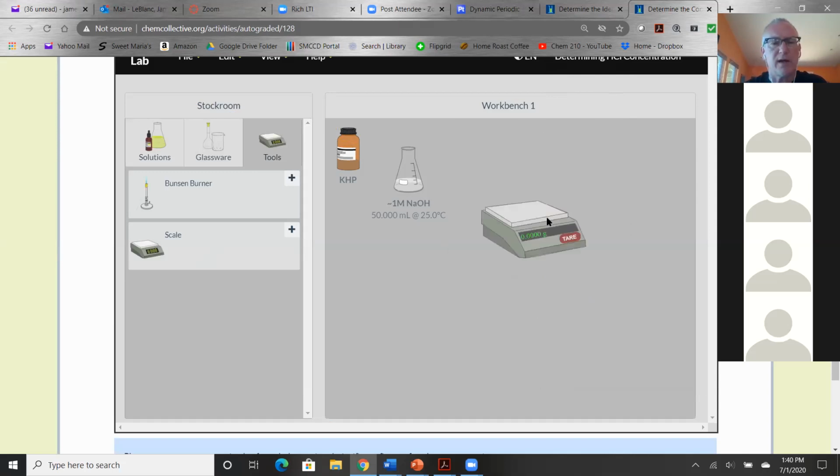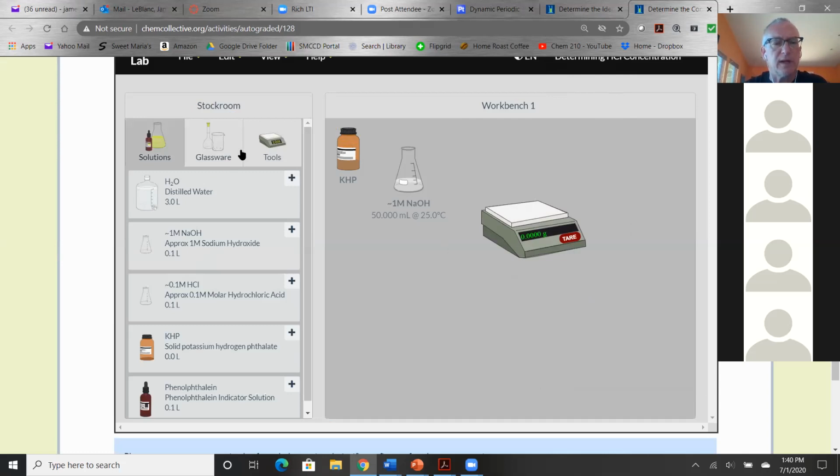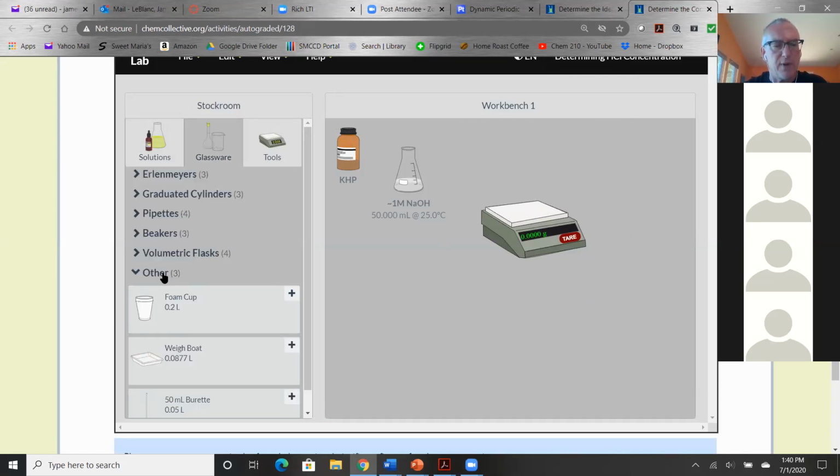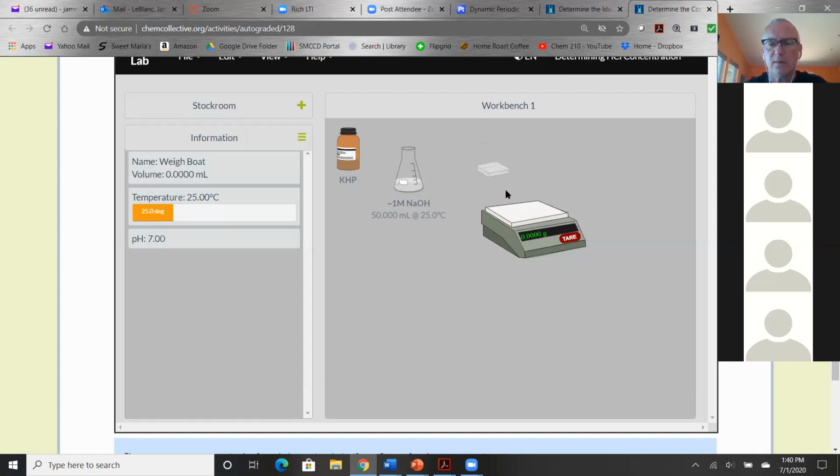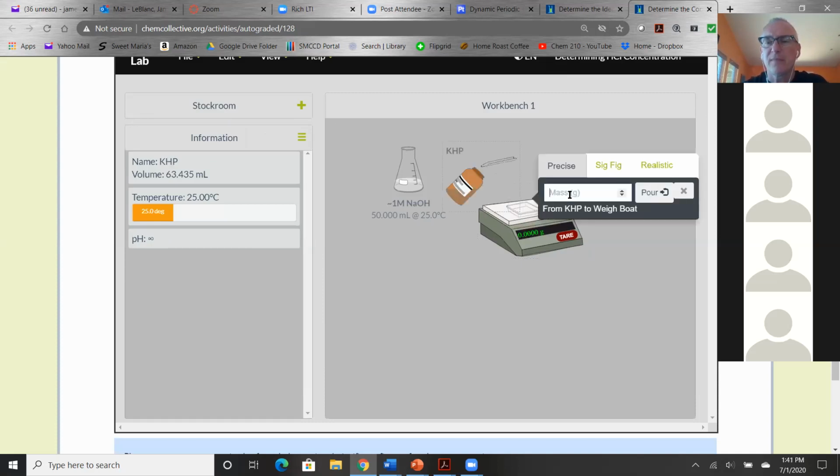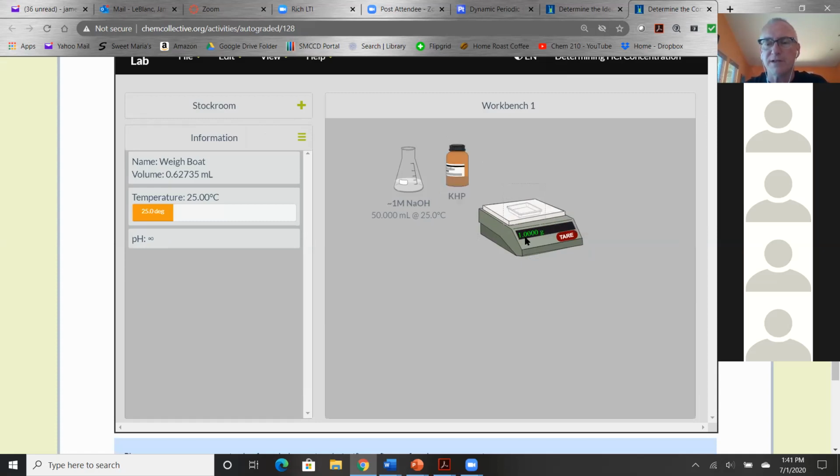So I think you put the scale on here and then go back to the solutions. Oh, glassware, other, weigh boat, you put that on there. And then you hit tare. Basically what tare means is that it subtracts the mass of the boat. And then you put the KHP on there, and 1.00, let's say 1.000. Yeah, it just gives you the mass.